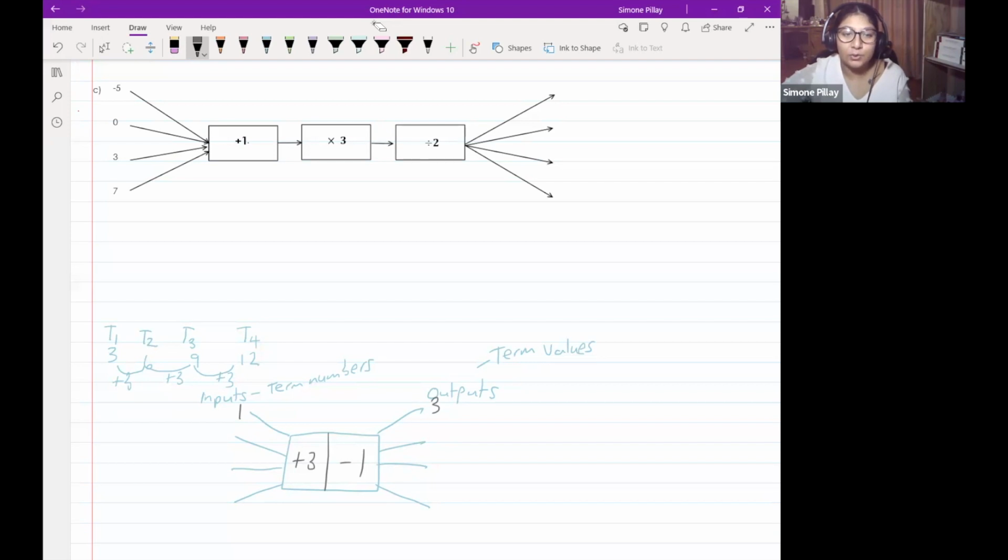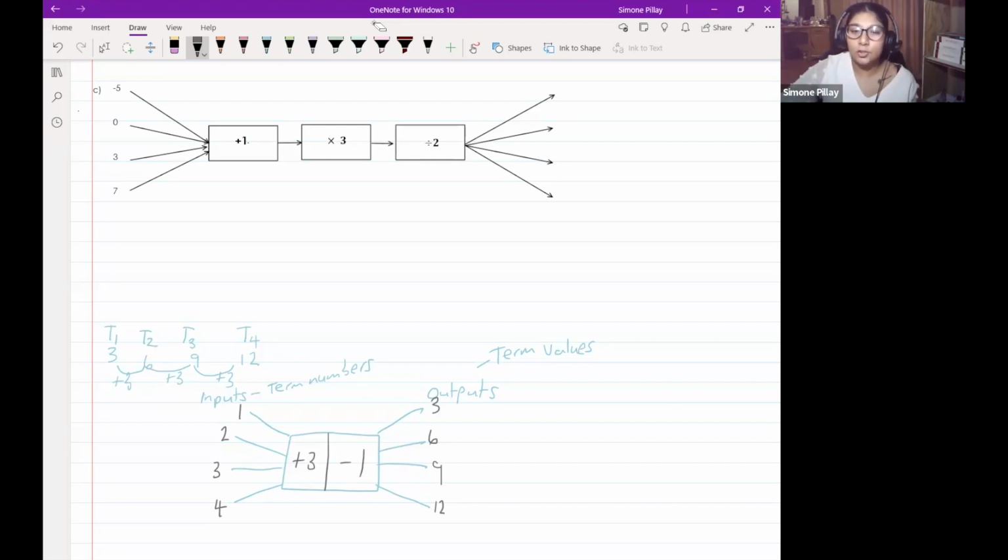And so term 2, that's going to be 6. Term 3 is going to be 9. And term 4 is going to be 12. So this is how I've now taken my number pattern and I've used a flow diagram to represent that.